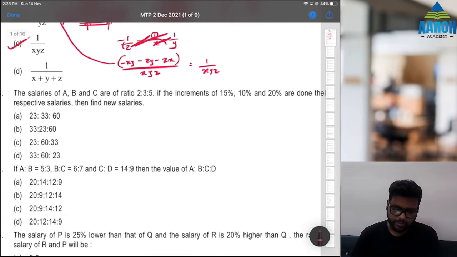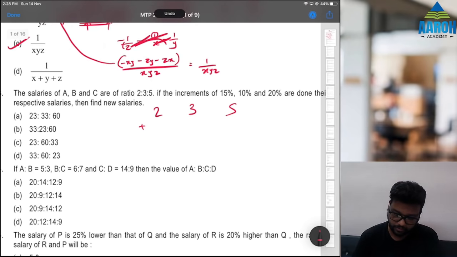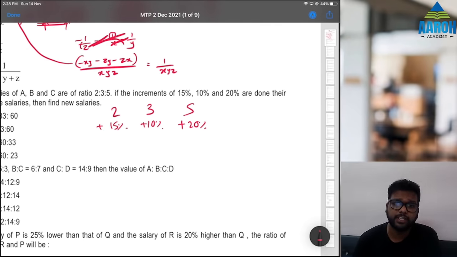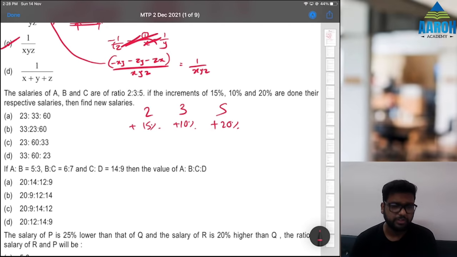Third one, salaries of A, B, C are in the ratio 2, 3, 5. If increments of 15%, 10% and 20% are done respectively in the salaries, find the new salaries. You can just use a calculator.